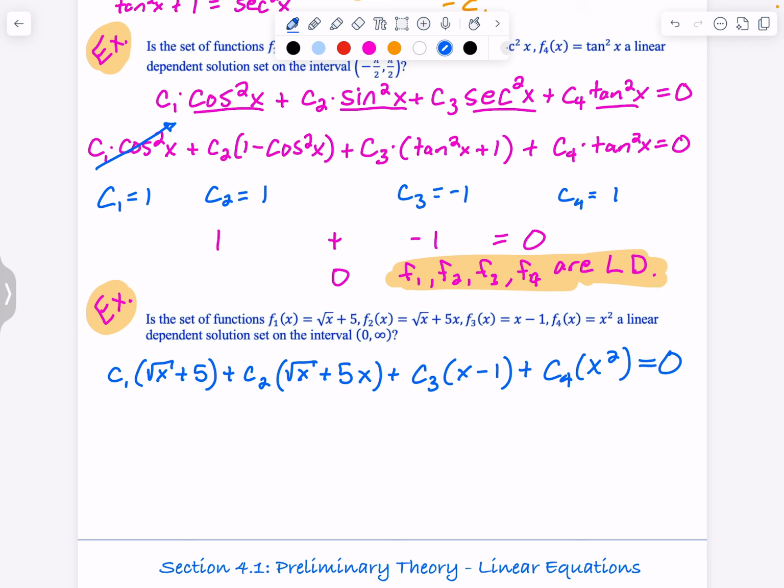I see a couple things. I have a big issue with this one. I want you to think about it. There's something on here that just tells me no. And remember, the C's have to be just constants. I can't introduce another variable. They just have to be a number. Could be a fraction, could be pi, any constant, but can't be x's.